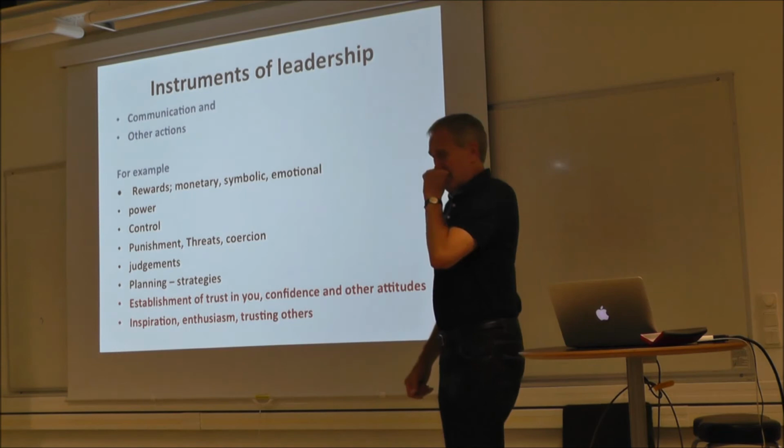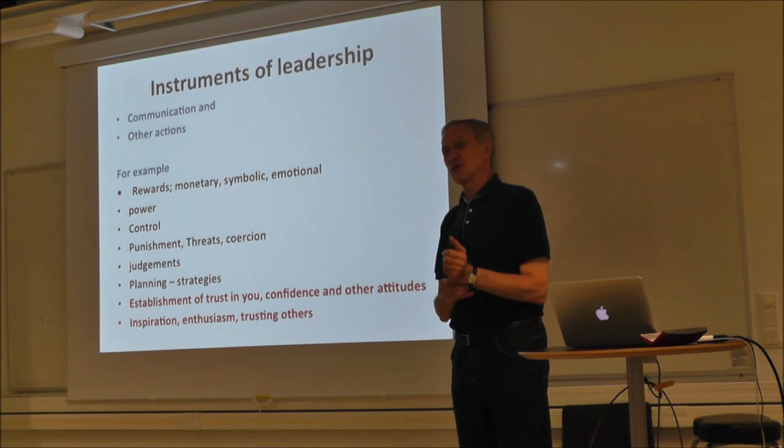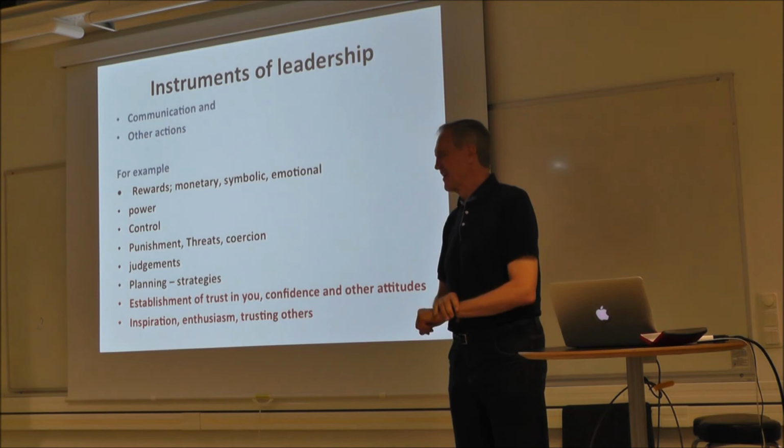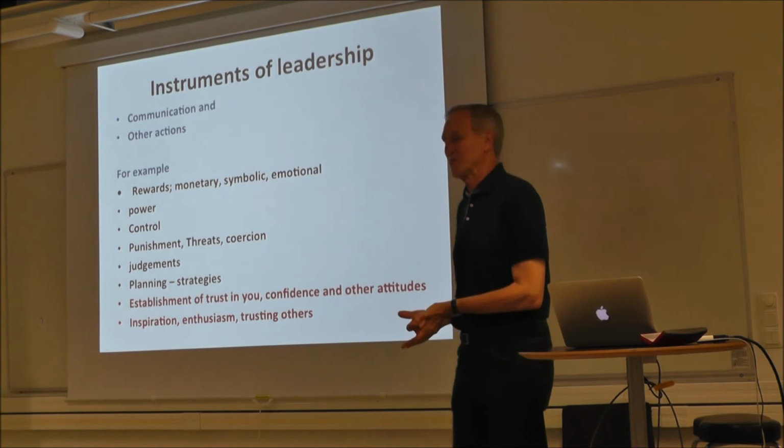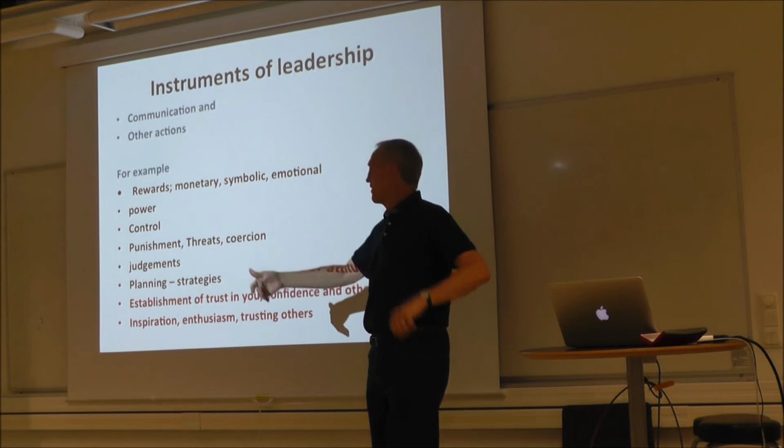Have you seen this world corruption scale? You know which countries are in the bottom and which countries are in the top? It's an interesting list to study. Money isn't the only way you can bribe people, but it's maybe the most common. You can also give them symbolic rewards, you can praise people and so on. And emotional, give people emotional support of various types.